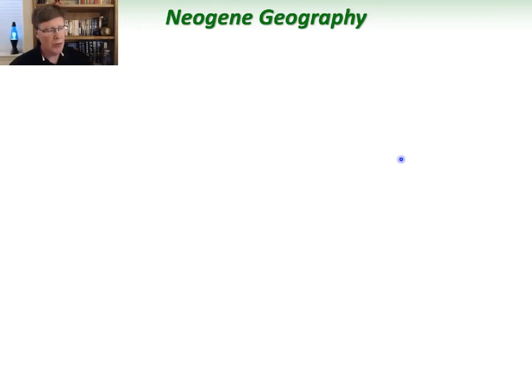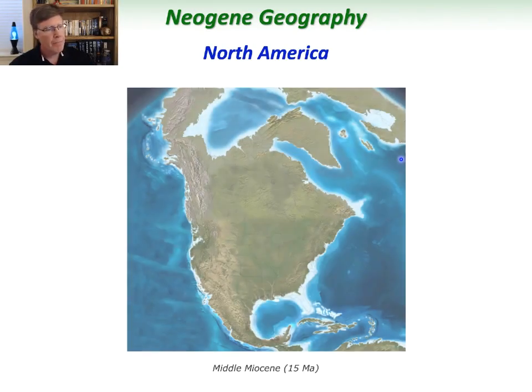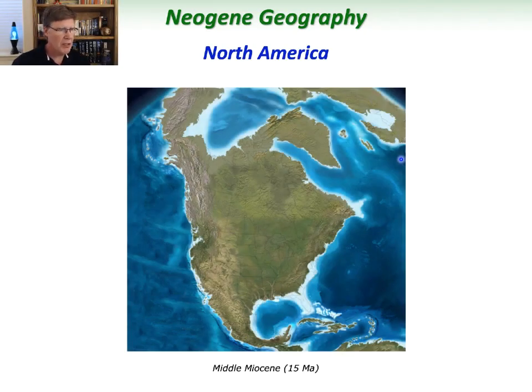Looking more closely at North America, you can see what it looked like about 15 million years ago. And again, the striking difference here would be the absence of Florida. It's still a shallow marine environment, many reefs and carbonate platforms, much like in the Caribbean and Bahamas today.